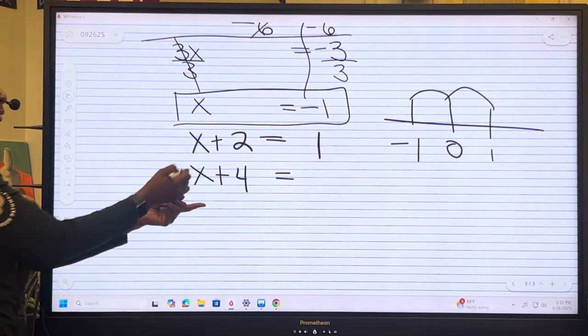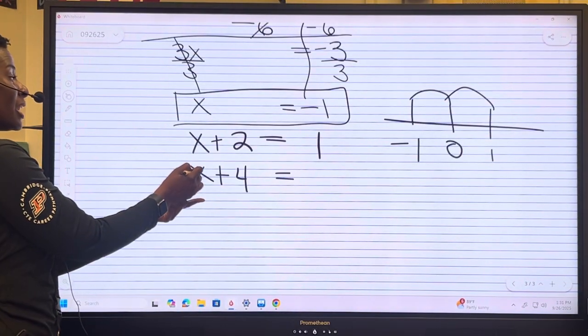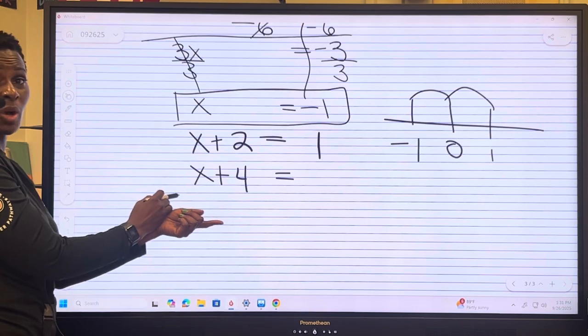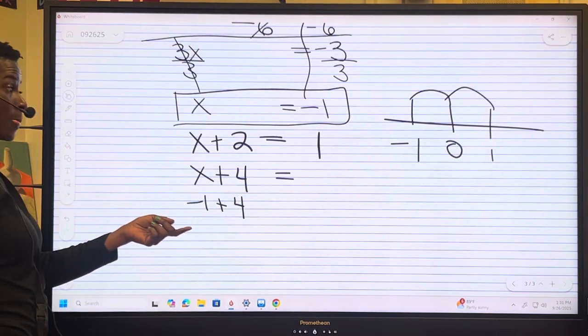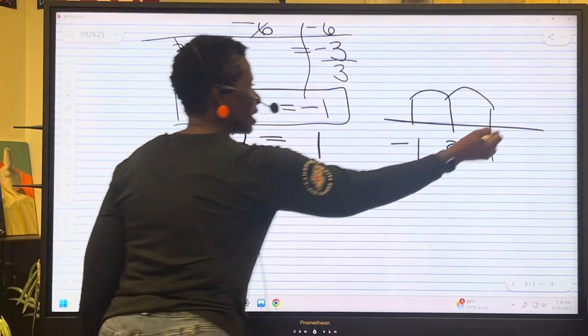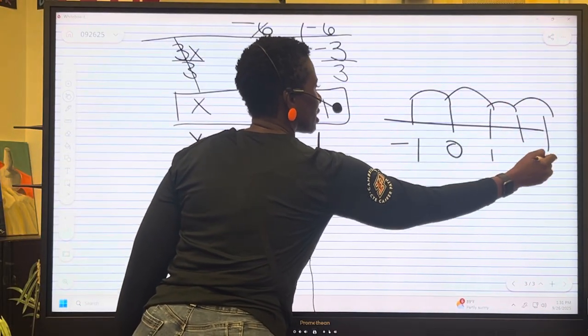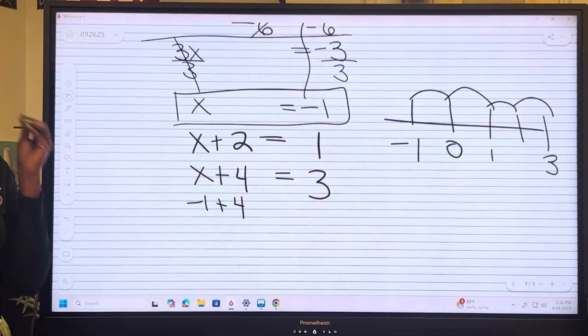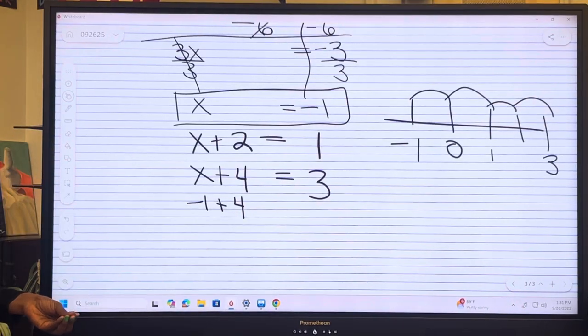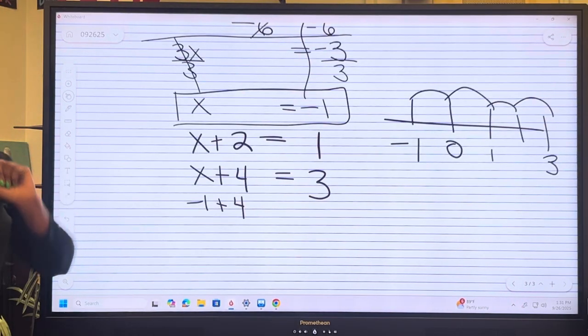Now let's do it again. What do we have right here? X plus 4. What did we say X was? -1. So what's -1 plus 4? 3. And again, 2 more spaces is going to put us at 3. So what are our 3 consecutive odd integers? -1, 1, and 3. There you go.